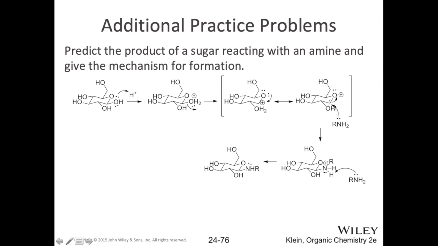So a lone pair from our amine can attack either side of this. Here we have it attacking from the top, it looks like, but we could easily have it attack from the bottom. And when it does that, it forms this protonated intermediate. You have lots of amine floating around, which is a base, so you can deprotonate that and give us the neutral N-glycoside.